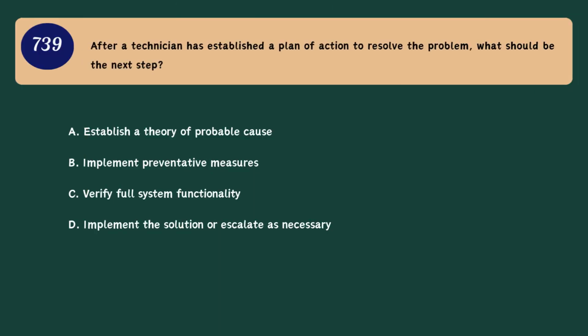Question 739. After a technician has established a plan of action to resolve the problem, what should be the next step? A. Establish a theory of probable cause. B. Implement preventative measures. C. Verify full system functionality. D. Implement the solution or escalate as necessary.